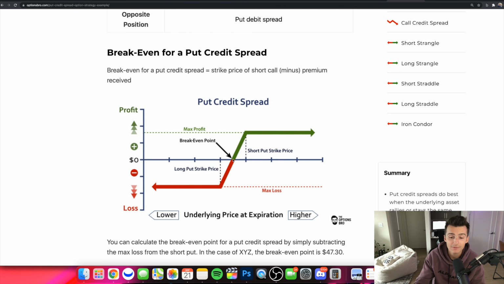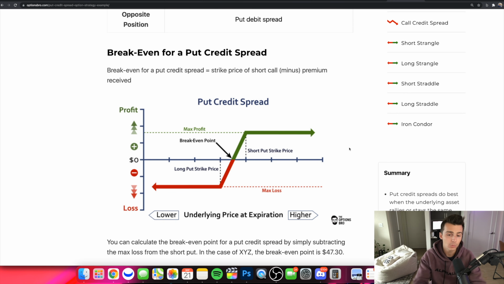And then, of course, if the stock is above that break-even price, you're going to make money. Below that price, you're going to lose money. So again, on the put side, you are bullish and you want the stock to go higher and ultimately be above the short put that you sold for you to achieve your max profit on this position.